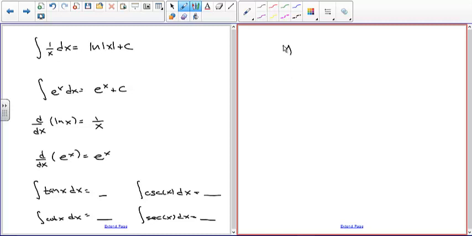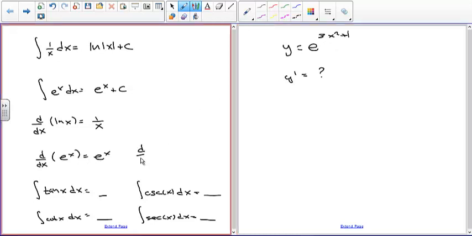So the first question is, if y is equal to e to the 3x squared plus 1, what is y prime? So you basically have to use the chain rule. If you go to your formula sheet, you'll see that the derivative with respect to x of e to the u is equal to e to the u. That's it. Okay. But you've got to use the chain rule. So the derivative will be just this times the derivative of the exponent.